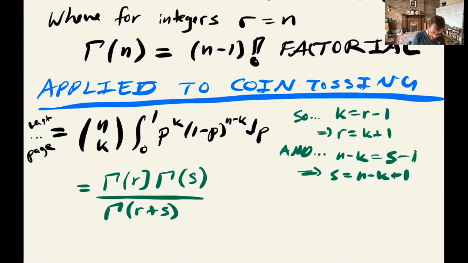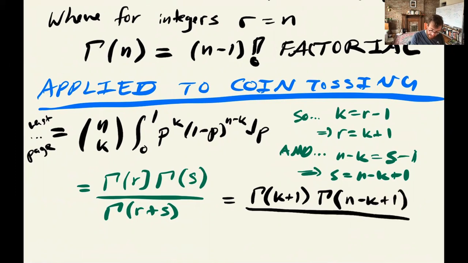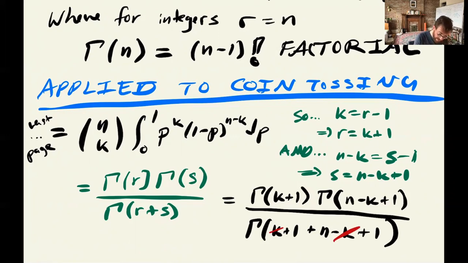All right, so we plug it in. And what do we get? We now get gamma k plus 1 times gamma s, which is n minus k plus 1. And then I need to add these things together. So gamma k plus 1 plus n minus k plus 1. I already see that the k's are going to go here. Cool.